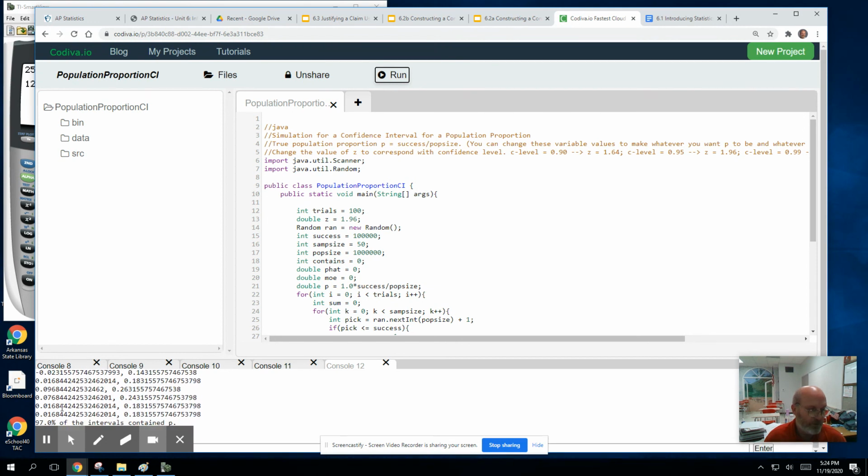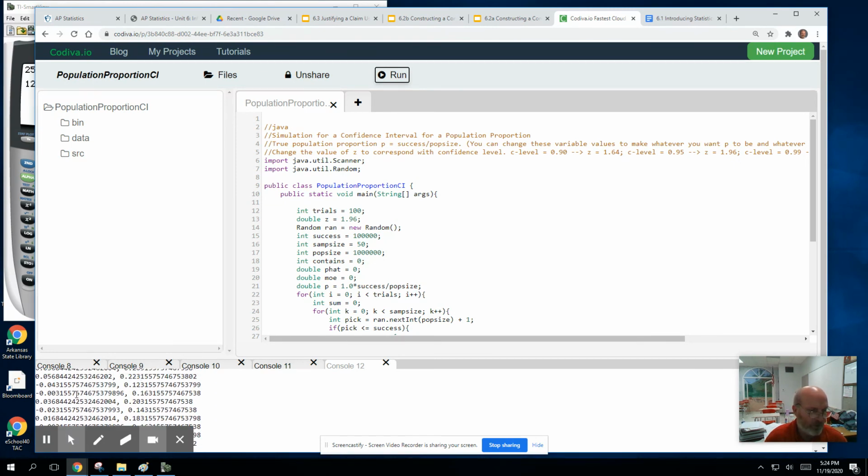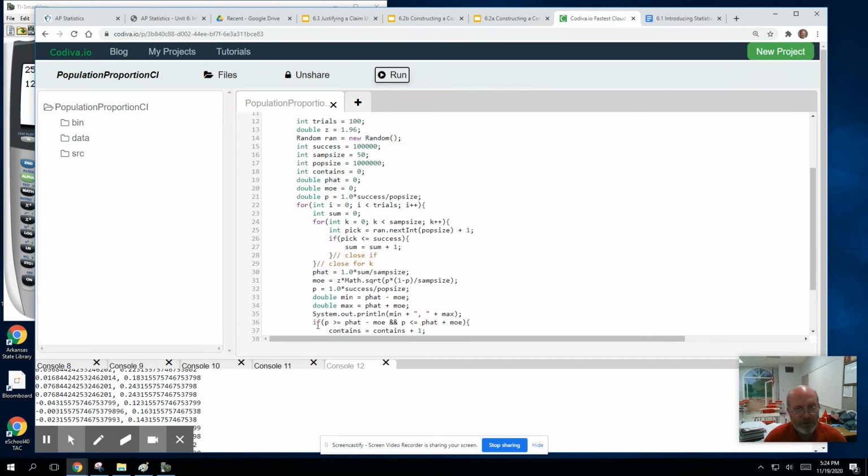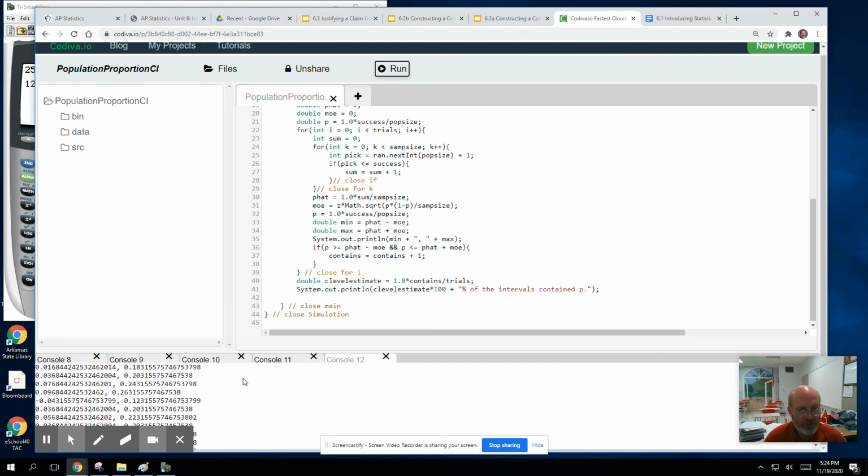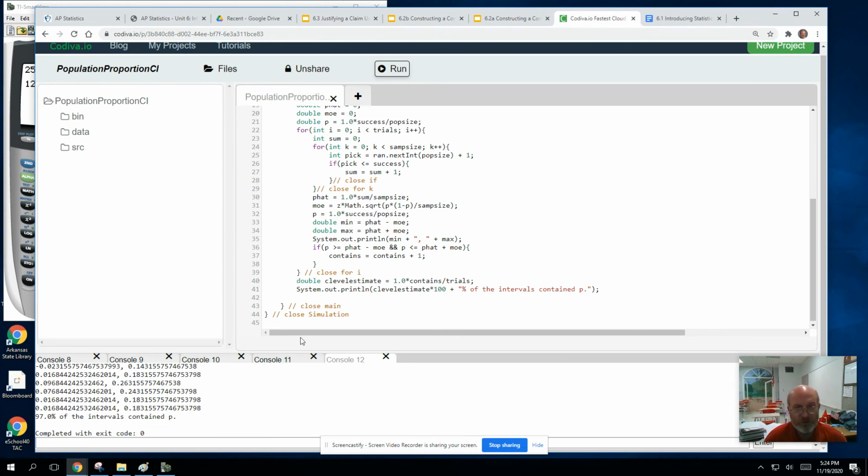There's another one that barely caught it, 0.09. If I put it in a spreadsheet, I know we could find it, but right now it's kind of hard to scroll through here and find it. But this adds up the number of times that it contains it, and calculates the percentage of times that it contains it, and it said 97% of the intervals contain P.